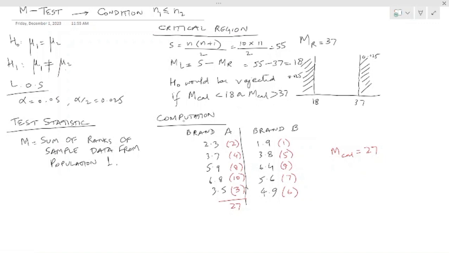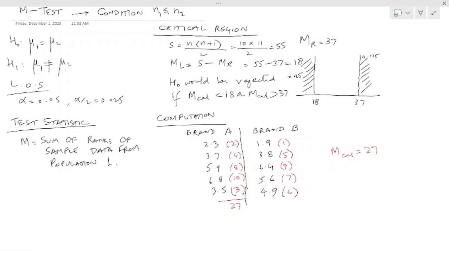And then I have copied the data for computation, brand A values and brand B values, and then we will start giving ranks. Just spot the smallest value, which is 1.9. So I have assigned first rank to 1.9. Then for the next higher value, we go to the next column. It is 2.3, that's 2. Then 3.5 is the next higher value, 3.